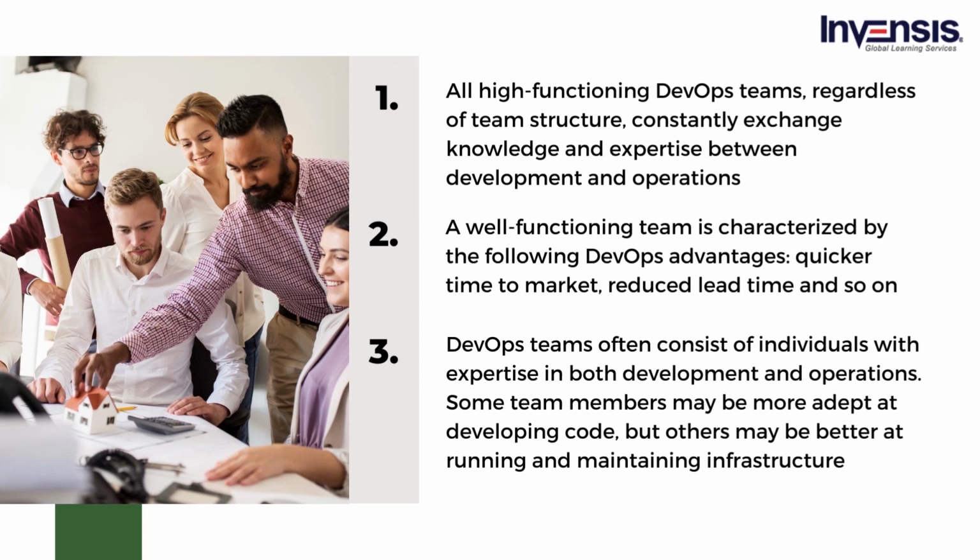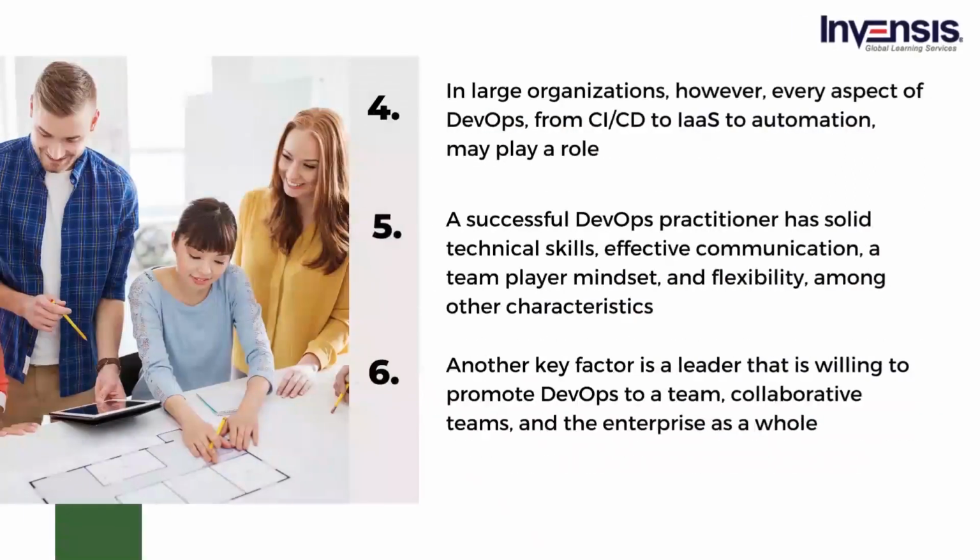DevOps teams often consist of individuals with expertise in both development and operations. Some team members may be more adept at developing code, but others may be better at running and maintaining infrastructure. In large organizations, however, every aspect of DevOps, from CI/CD to IaaS to automation, may play a role. This might range from a release manager who oversees and organizes programs from development to production to automation architects who maintain an automated team's CI/CD pipeline.